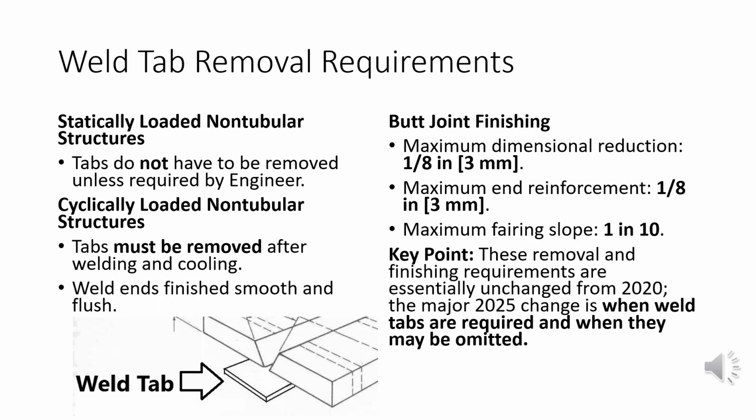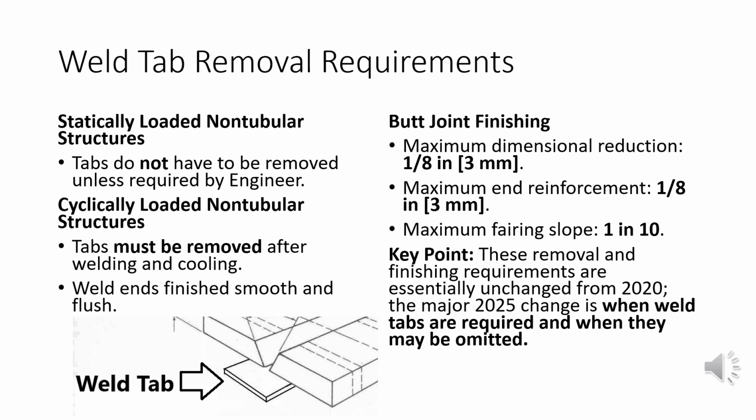Weld tab removal requirements. The requirements for removing weld tabs haven't changed significantly. For statically loaded non-tubular structures, weld tabs do not have to be removed unless the engineer requires their removal. For cyclically loaded non-tubular structures, it's a different situation. The weld tabs have to be removed after the weld has been completed and cooled, and the ends of the weld have to be finished smooth and flush with the edges of the adjoining parts.